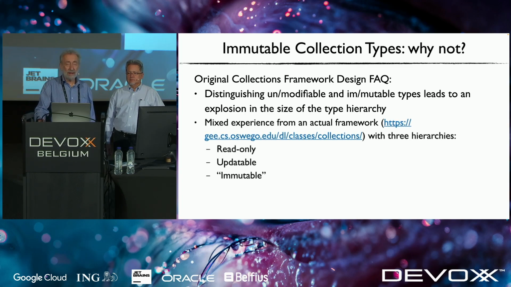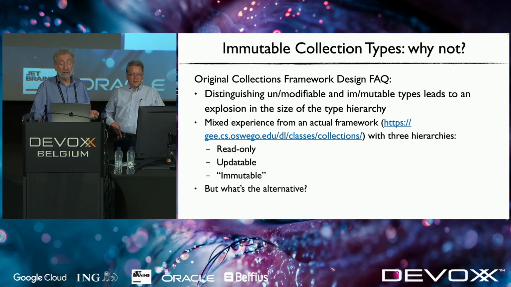And he cites what I've called a mixed experience, but it's basically an unhappy experience from an actual framework which actually tried this out. And this actual framework was developed by Doug Lea, so that means that it wasn't somebody stupid trying to do it, but it didn't work very well, and in fact got this explosion in the number of types. But the argument keeps on getting rehashed. So in this section, we thought we'd look and see what's the alternative to what we have at the moment, which is, of course, optional operations and unsupported operation exception.